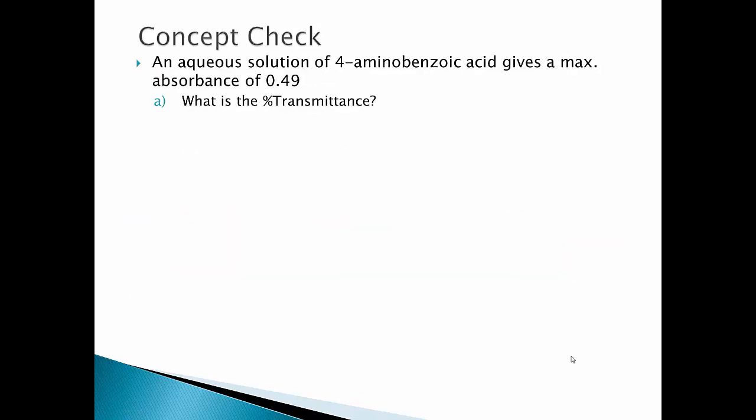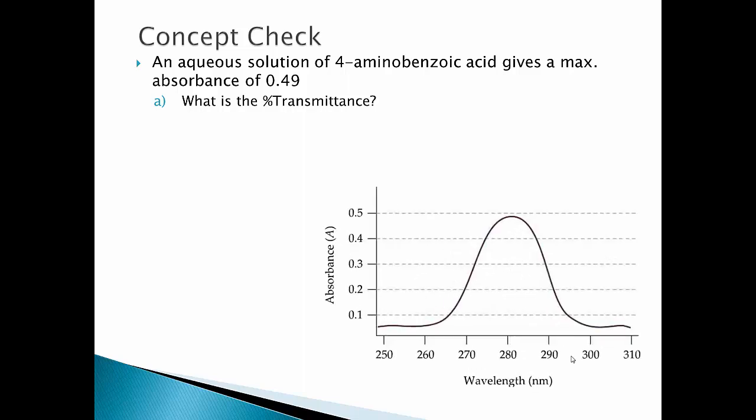Okay, so we have a solution of 4-aminobenzoic acid, gives a maximum absorbance of 0.49. What is the percent transmittance? Okay, this is our graph that we get. So the absorbance equals 2 minus log percent transmittance. So the percent transmittance equals 10 to the 2 minus the absorbance. Okay, so that would be 33%.